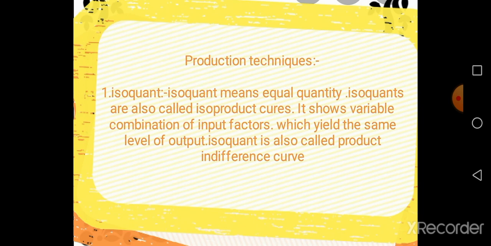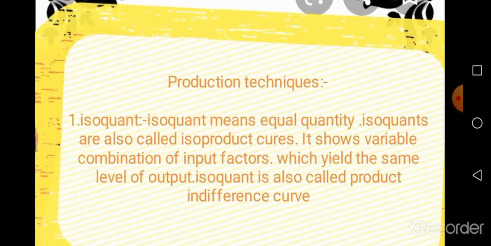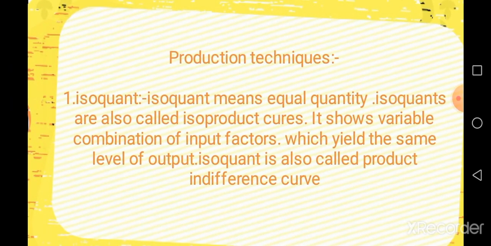So from all these production techniques, the first type the company uses is isoquant, and next are isocost, least cost combination, and marginal rate of technical substitution. First of all, we discuss isoquant. Isoquant means equal quantity. Iso means equal, quant means quantity.